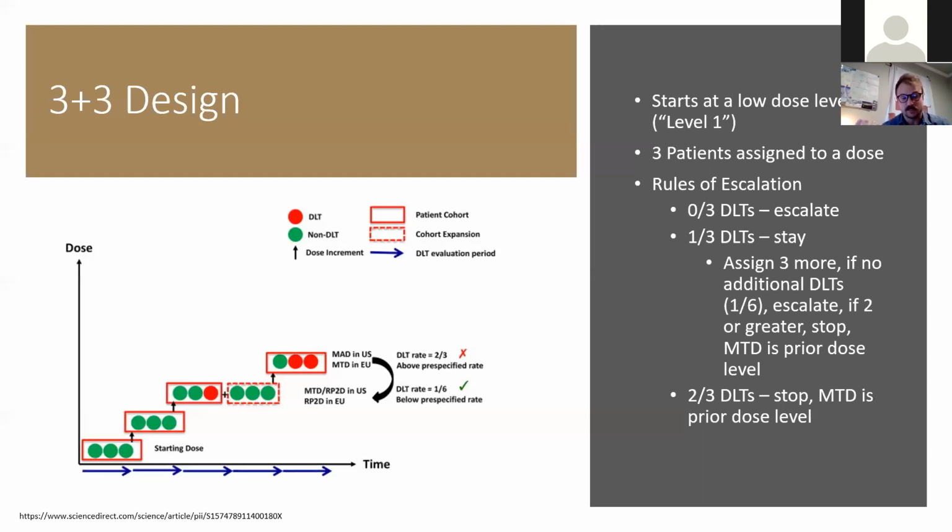So we enrolled an expansion cohort of 3 additional patients, staying at the same dose level, of which none experienced a DLT. So by our logic, we would escalate to this final 4th level, where unfortunately 2 patients experienced a DLT, meaning that we're going to halt the trial and say that level 3 is our MTD.